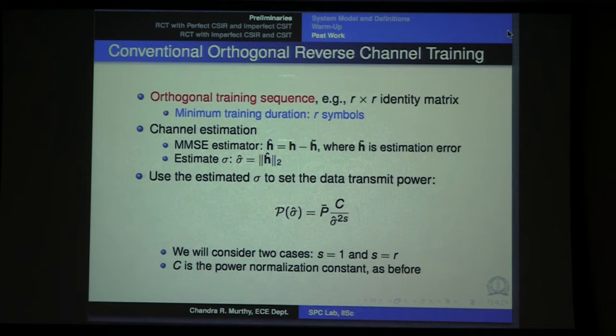And once you've estimated the channel, you can use the estimated channel to set the power level for data transmission. So you use 1 over the estimated channel gain squared as your power level.